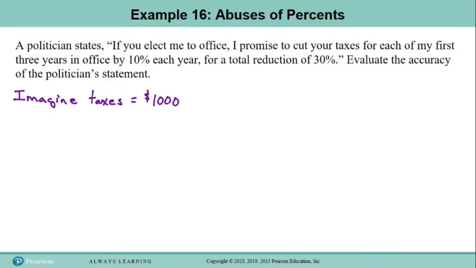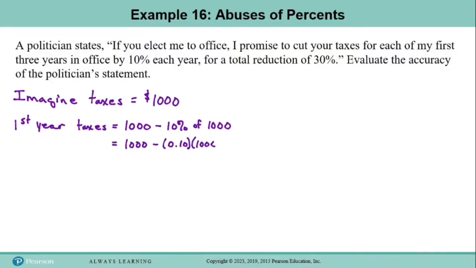There's nothing special about the $1,000, but just to keep the numbers nice to start out with, okay? So now, if he cuts taxes 10% each year, let's see what happens. So the first year that he's in office, we're going to need to pay the $1,000 minus our 10% discount. So $1,000 minus 10% of 1,000, that would be 1,000 minus 0.1 times 1,000. So this would be a $100 discount. So 1,000 minus 100 is $900.